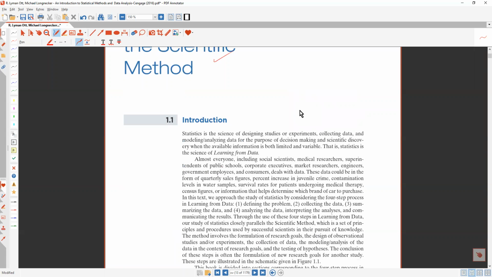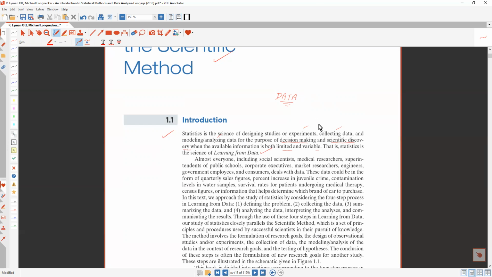Here's a useful definition right at the start. The authors say that statistics is the science of designing studies or experiments, collecting data, and analyzing, modeling data for the purpose of decision-making and scientific discovery when the available information is both limited and variable. So oftentimes statistics is phrased as learning from data. Okay? And we will need to define a little bit further what we mean by data. But for now, data is simply information, right? It's raw information.